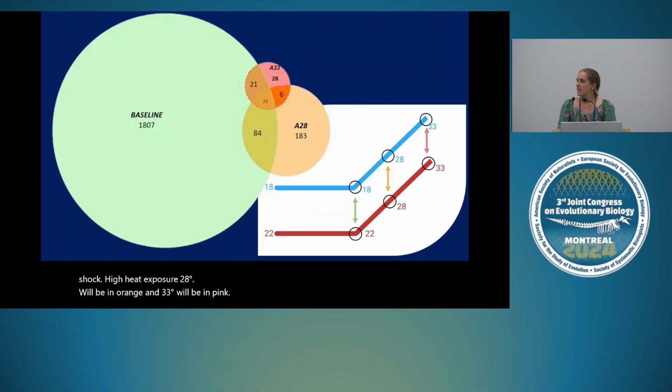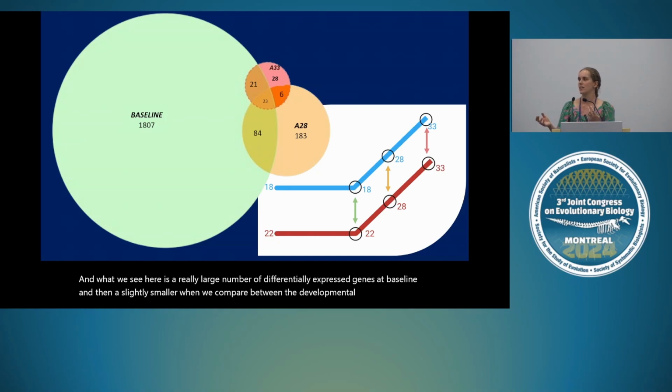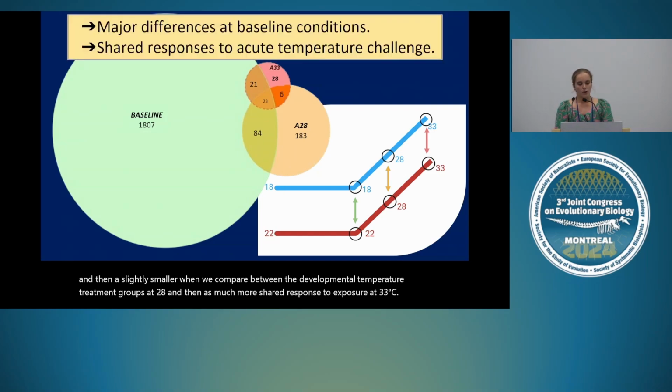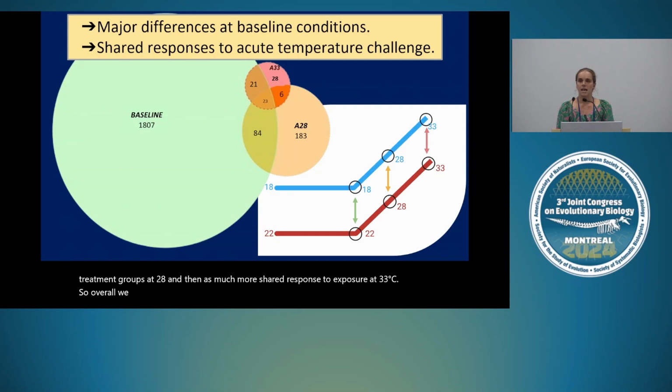And what we see here is a really large number of differentially expressed genes at baseline, and then a slightly smaller number when we compare between the developmental temperature treatment groups at 28, and then a much more shared response to exposure at 33 degrees Celsius. So overall, we see major differences at baseline conditions, represented by that large number at baseline, and then a largely shared response to acute exposure.